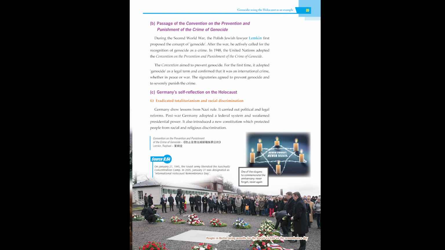B. Passage of the Convention on the Prevention and Punishment of the Crime of Genocide. During the Second World War, the Polish Jewish lawyer Lemkin first proposed the concept of genocide. After the war, he actively called for the recognition of genocide as a crime. In 1948, the United Nations adopted the Convention on the Prevention and Punishment of the Crime of Genocide. The convention aimed to prevent genocide.